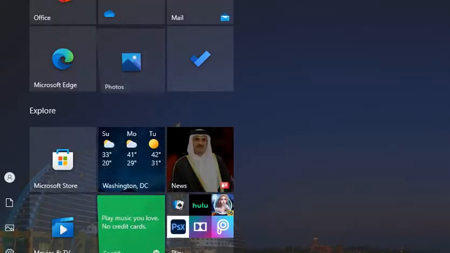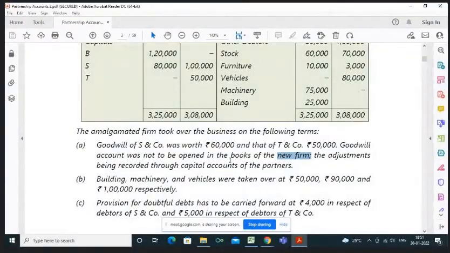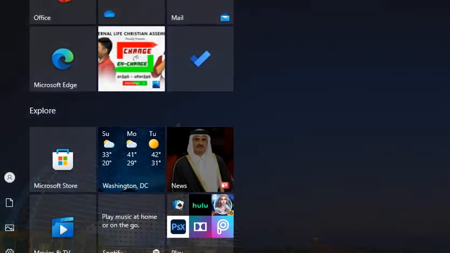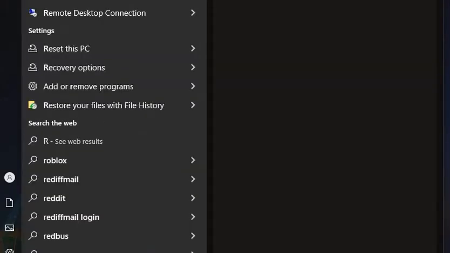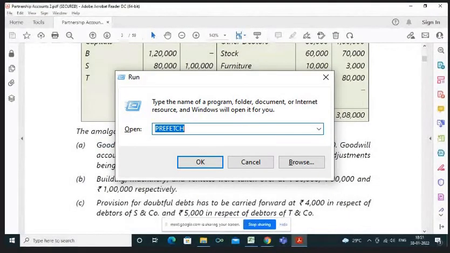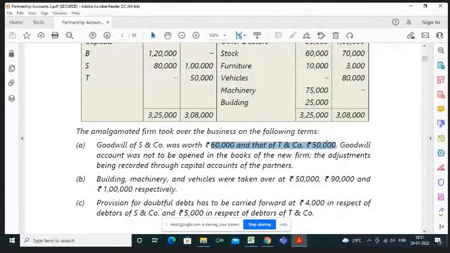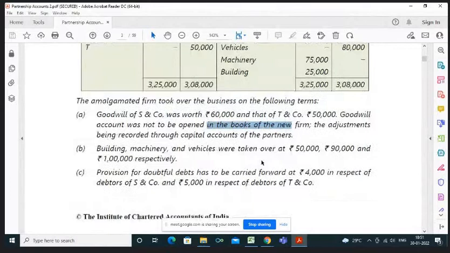So they have some additional information. Let us look into the additional information. What they say, the amalgamated firm took over the business on the following terms. Goodwill of S and Co was worth 60,000 and of T and Co 50,000. Goodwill account was not to be opened in the books of the new firm. The adjustments being recorded through capital accounts of the partners.